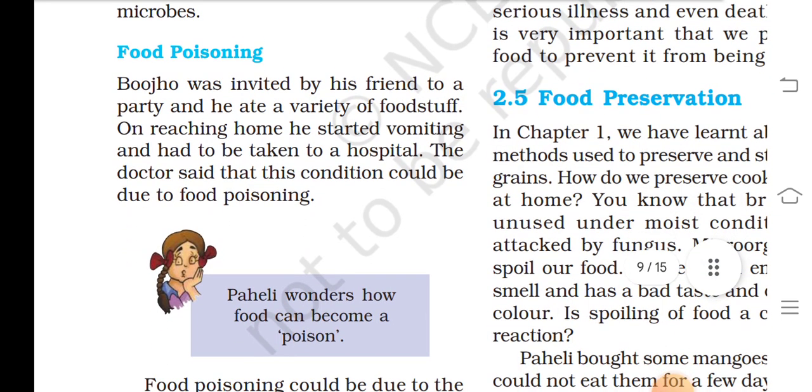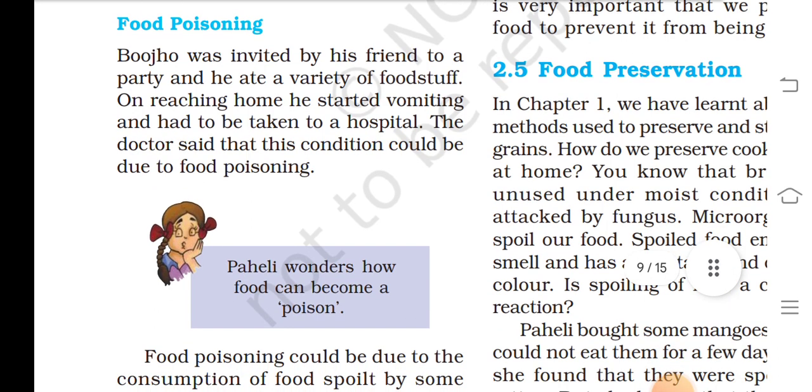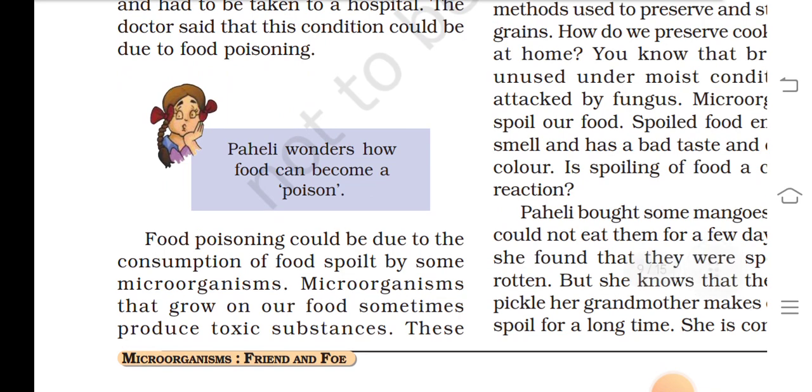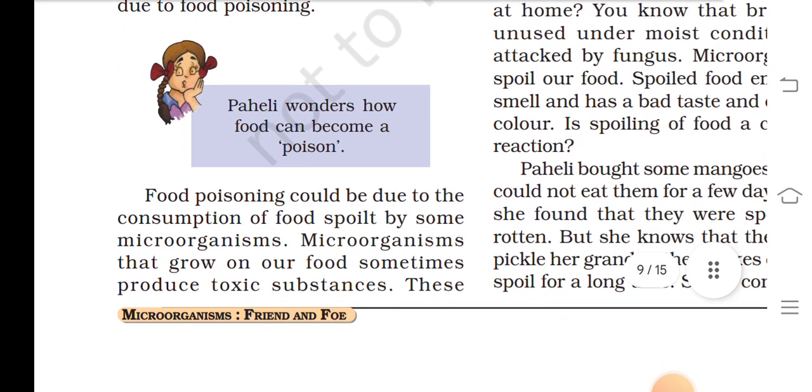Food poisoning. Boojho was invited by a friend to a party and ate a variety of foodstuff. On reaching home he started vomiting. He had to be taken to a hospital. The doctor said that this condition could be due to food poisoning. Paheli wonders how food can become a poison.